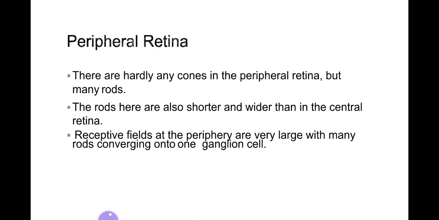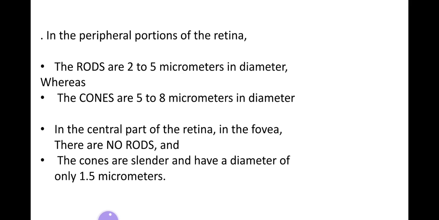Peripheral retina. There are hardly any cones in the peripheral retina but many rods. The rods here are short and wider than in the central retina. Receptive fields at the periphery are very large with many rods converging onto one ganglion cell. As I have told you previously, in the fovea region you have only single connections, but in the case of the peripheral retina there are many cones and rods converging on one ganglionic cell. So we have a large receptive field at the periphery.